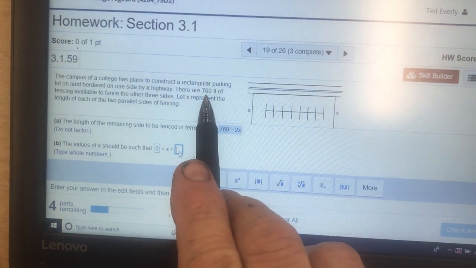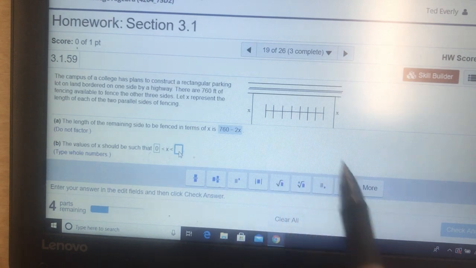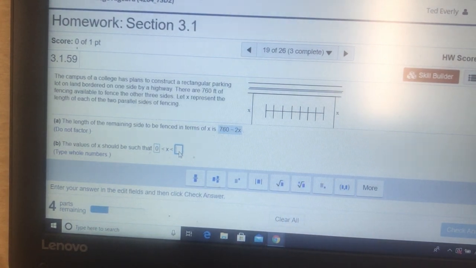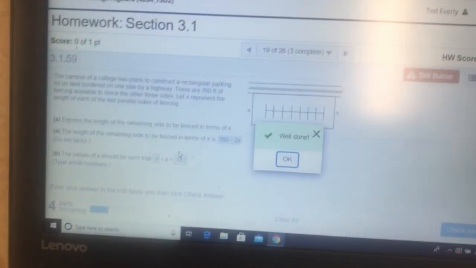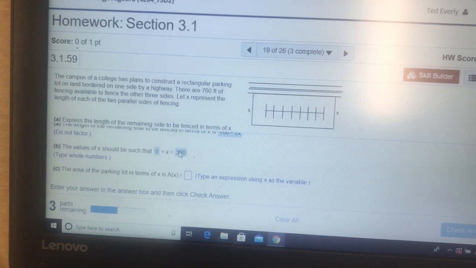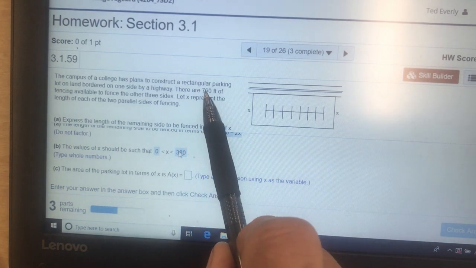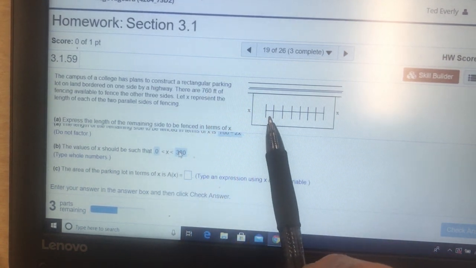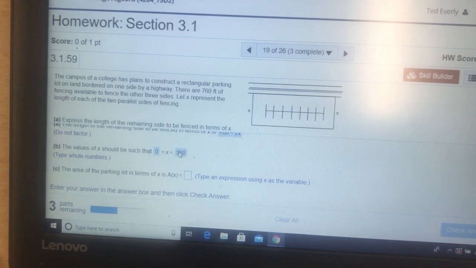So if I take my 760 and divide by 2, which is, what is that, 380? X has to be less than 380. Okay, so basically X has to be greater than 0, and then you divide by 2, because you got these two here. It's got to be less than 380.